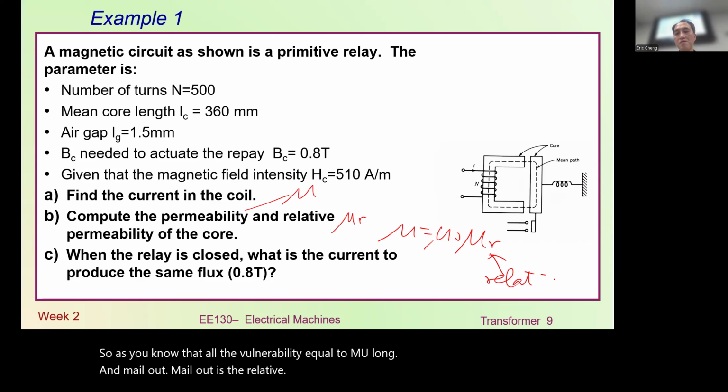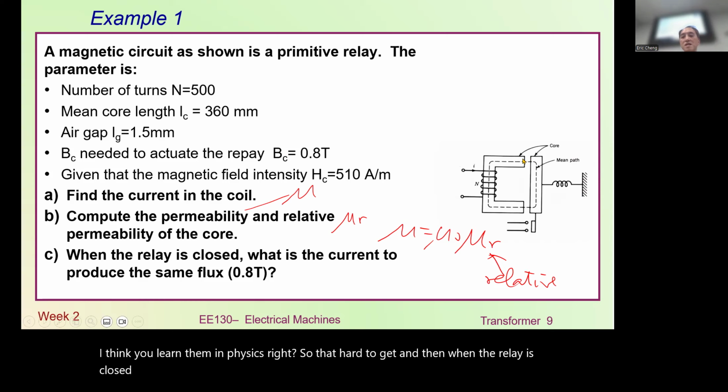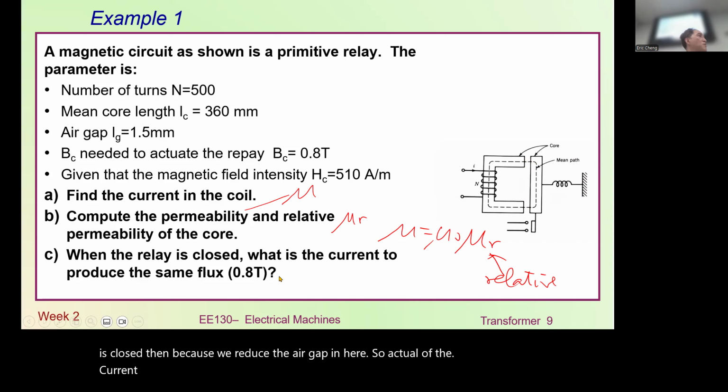I think you learned them in physics, right? So that's how we get this. And then when the relay is closed, because we reduce the air gap, the actual current requirement, or MMF, the force requirement, will be lower. So that's what the question is asking about.